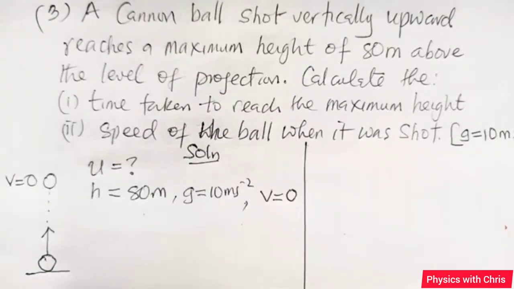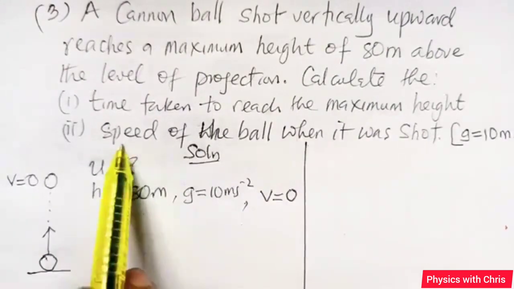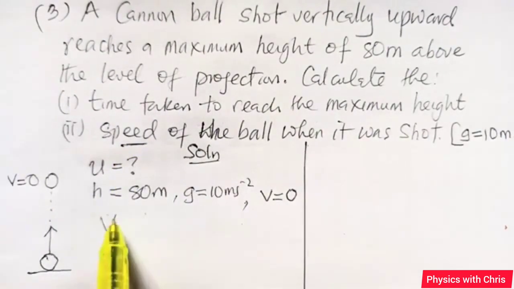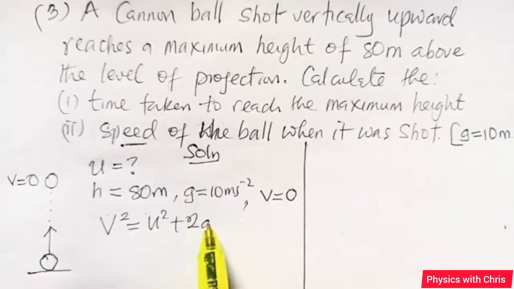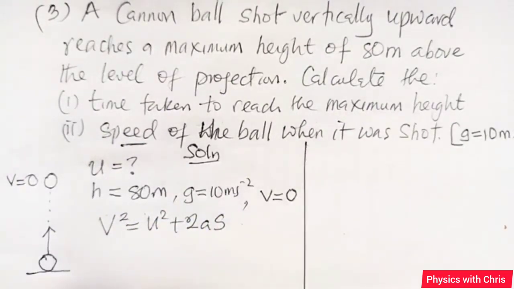So what equation do we go for? Is it equation 1, equation 2, or equation 3? The way I'm looking at it, we need the third equation of motion. If I want to find the speed of projection first, I need v squared equals u squared plus 2as. Now I need to modify this equation.